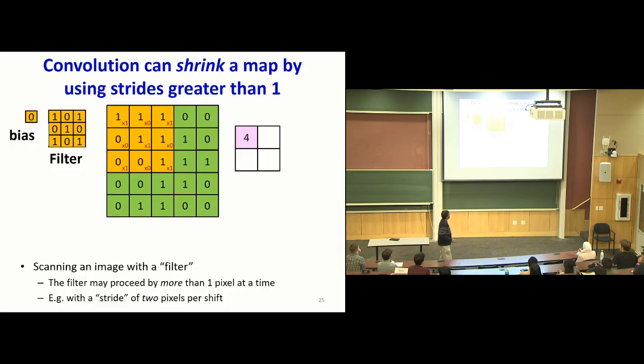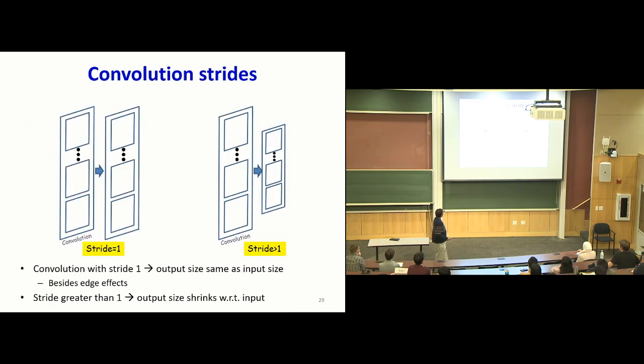Now, convolution can shrink a map if the stride is greater than 1. We saw this too. So if I skip by more than one position at a time, the output is going to be smaller than the input. Taking a stride of 1 gives you an output which is the same size as the input, provided you account for the borders. If the stride is greater than 1, then the size of the output maps is going to shrink.